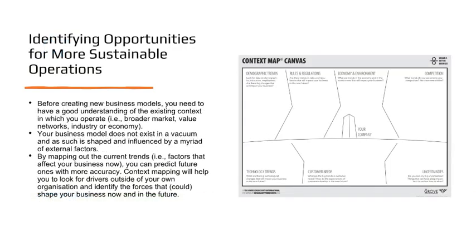In the pursuit of sustainability, comprehending the operational landscape is foundational to crafting effectual business models. Understanding your operational context: evaluate how broader market dynamics, value networks, and industry trends currently influence your business. Recognize that your business model operates within a broader ecosystem, subject to numerous external forces. Strategic context mapping: chart prevailing trends impacting your business today to extrapolate future shifts and opportunities.